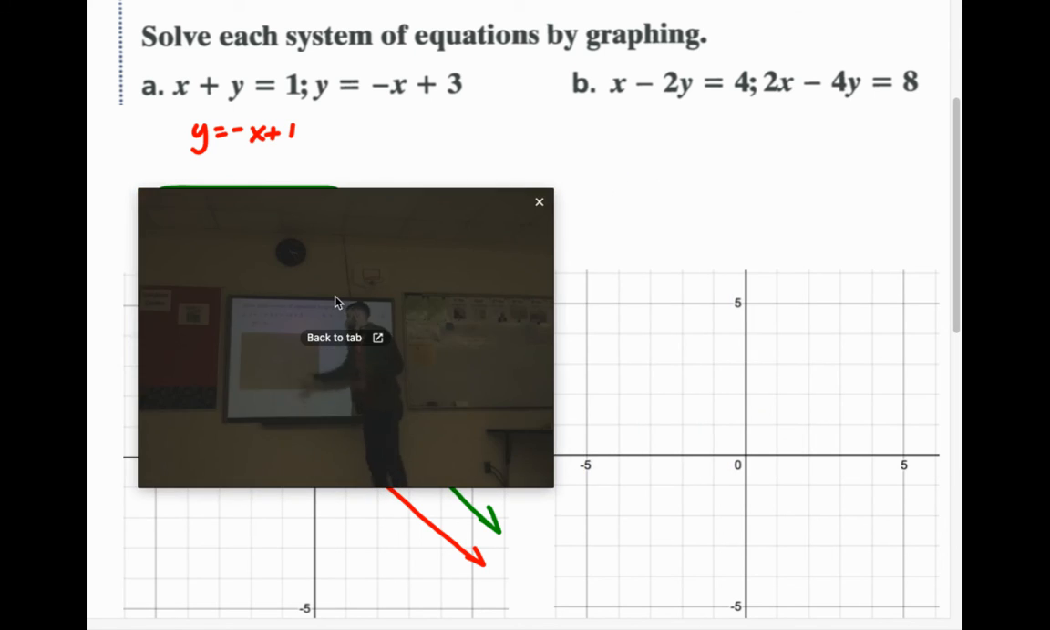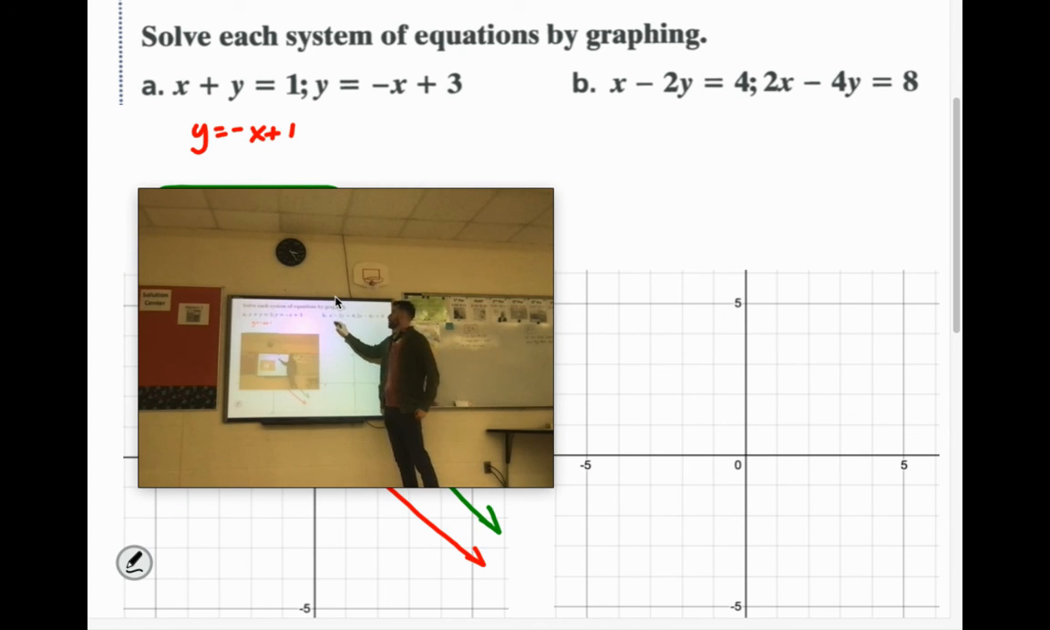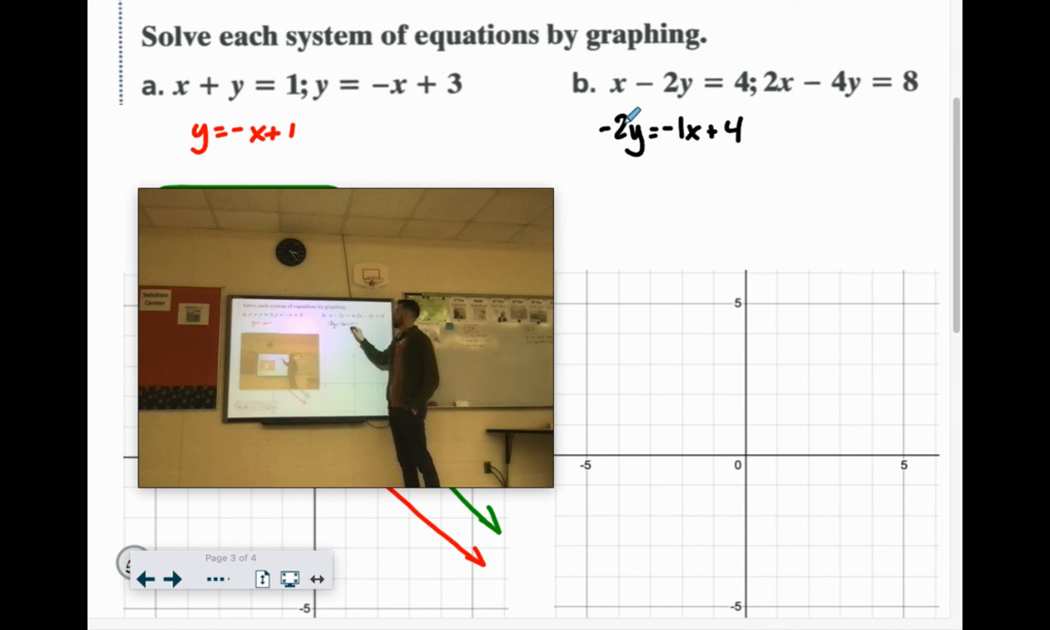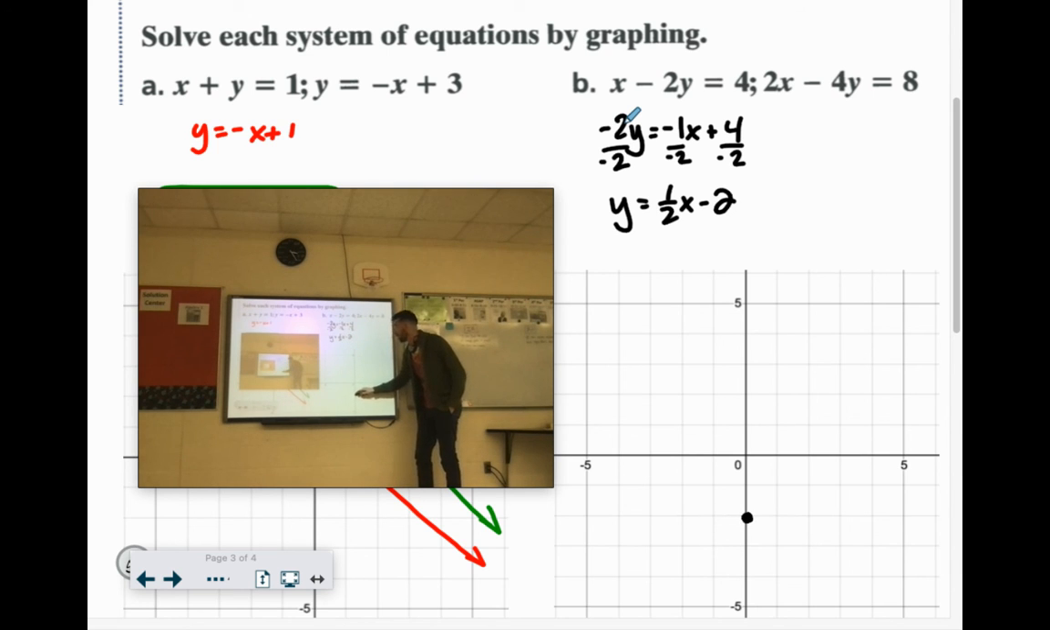And this one, if we were to graph the first equation, get y by itself. So first we'd subtract the x. Negative 2y equals negative 1x plus 4. Then we'll divide everything by negative 2. y equals 1/2 x minus 2. So we go down 2, and then our slope is 1/2. So up 1 over 2, up 1 over 2, 1 over 2.